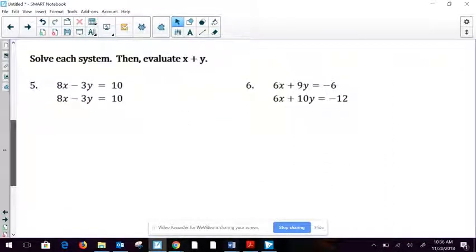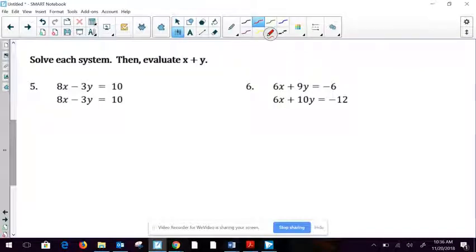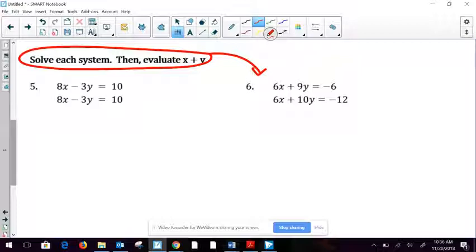So we're going to ignore the directions for a minute. We're going to have those directions apply to number 6. I want to take a look at number 5. If we look at number 5, you see that you have exact same variables. So the first thing I see is an 8x in the top equation and an 8x in the bottom equation. So because I have exact same, I can multiply the top equation by a -1.